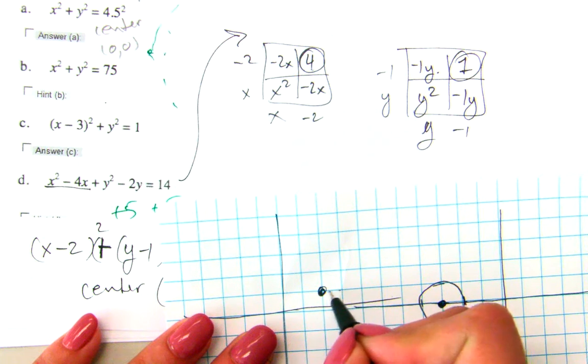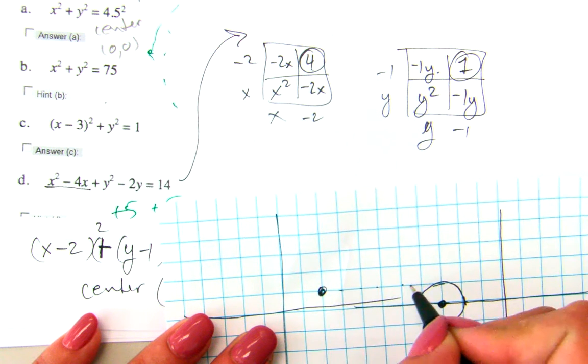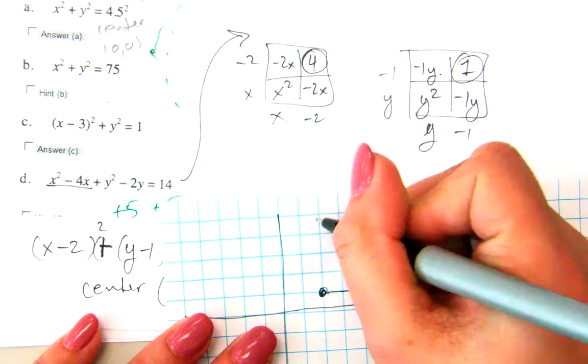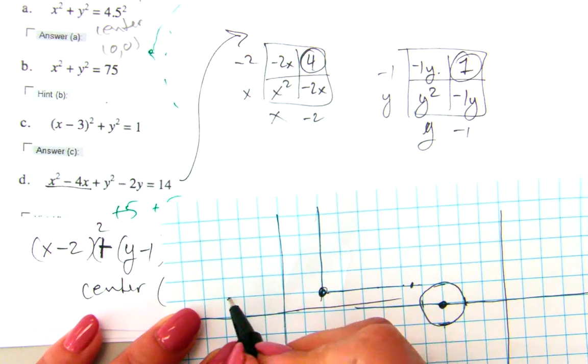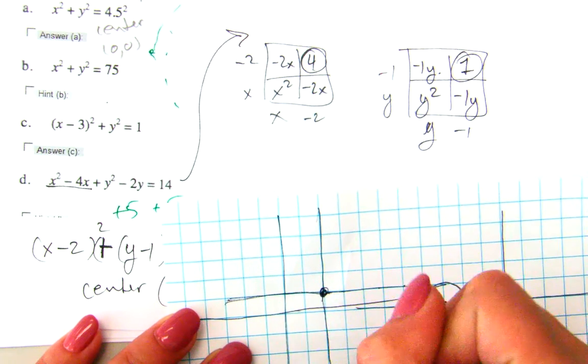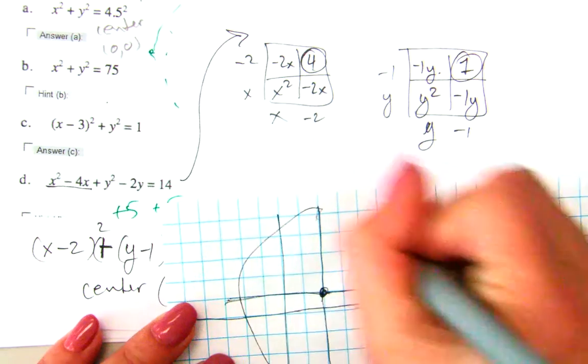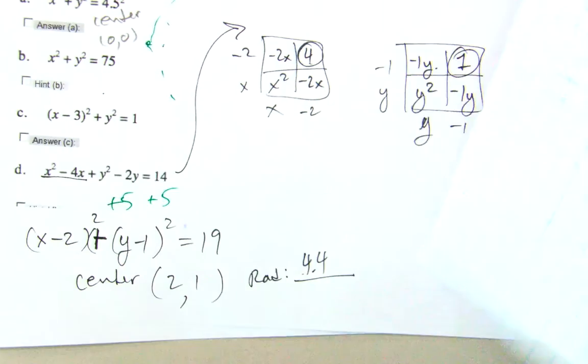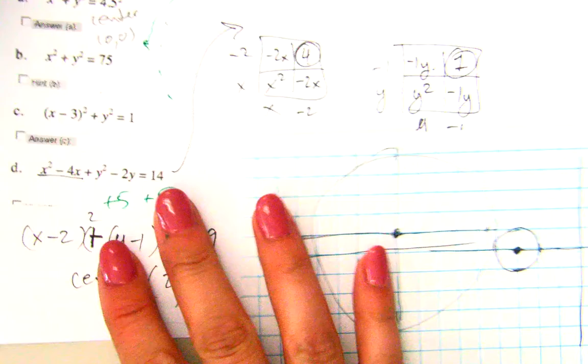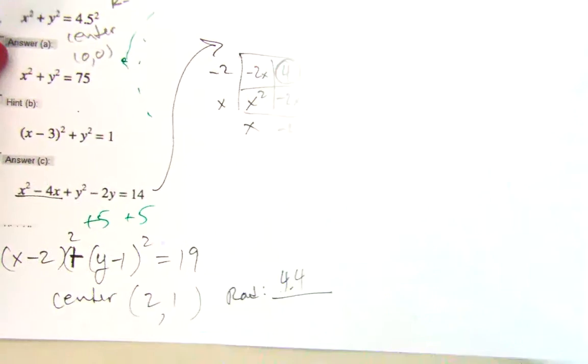I don't know. 1, 2, 3, 4 and something. 4 and something. 4.4 up, 4.4 across, 4.4 down. And then draw a circle. There you go. That was 54. 55.